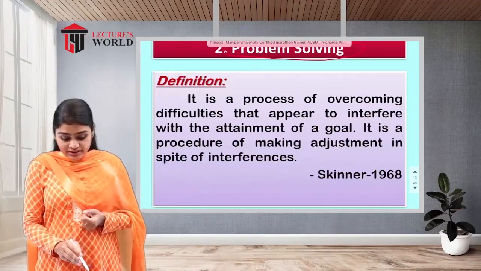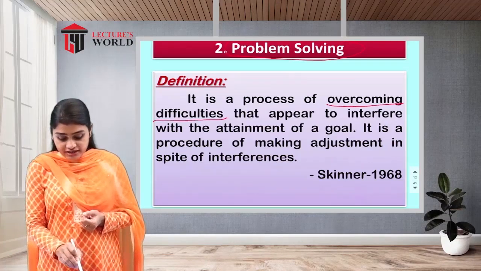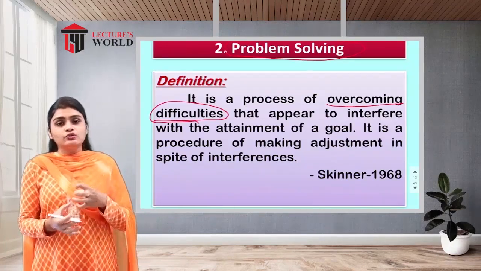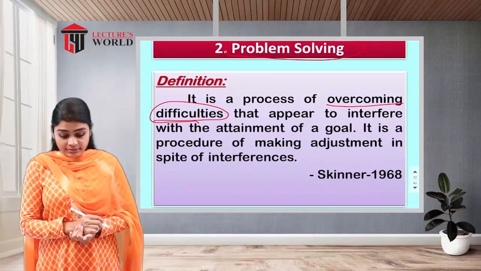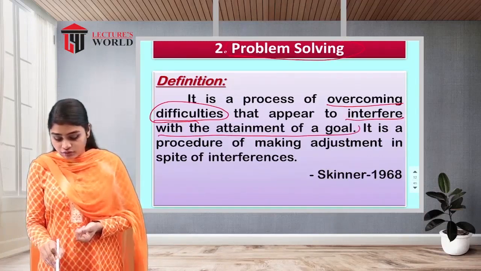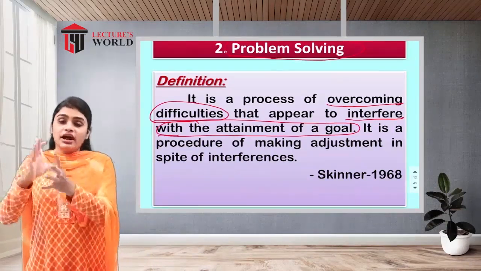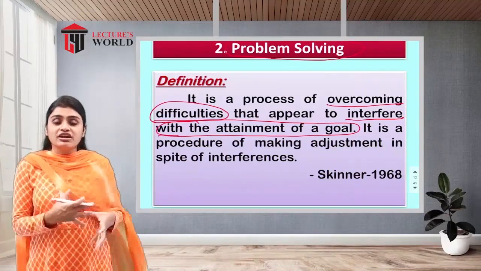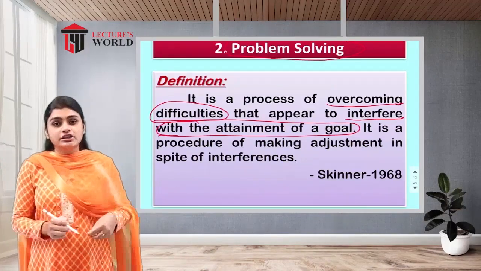So what is problem solving thinking? It is a process of overcoming difficulties. Obviously there is a problem, that means some difficulties we have, and to overcome those difficulties we are seeking some solutions. So that is overcoming difficulties that appear to interfere with the attainment of a goal. That means some difficulties are there which are not allowing us to attain some goals, an interference for us, an obstacle for us to achieve our goal. So those are all the difficulties we need to solve here.